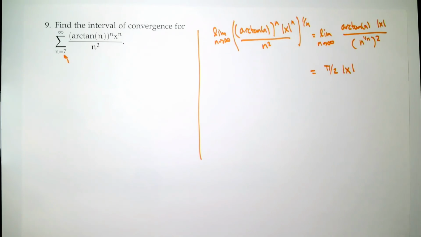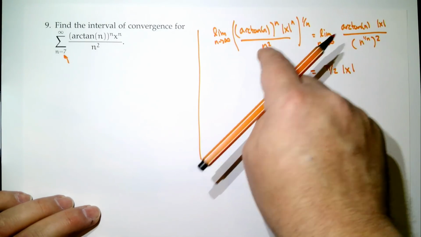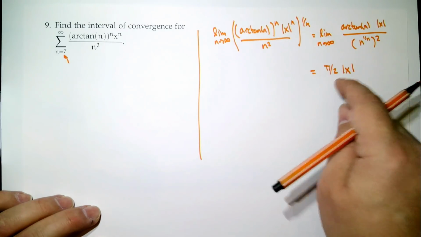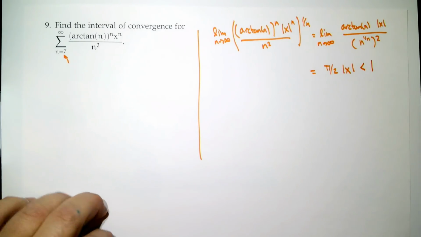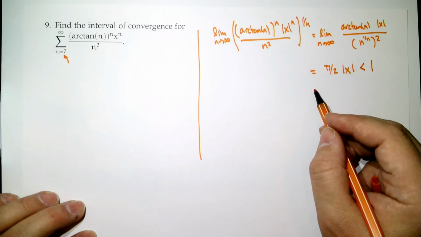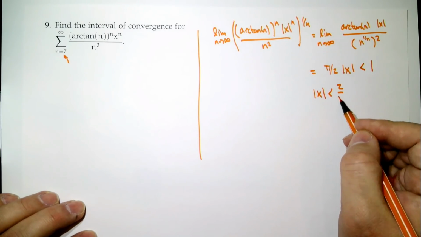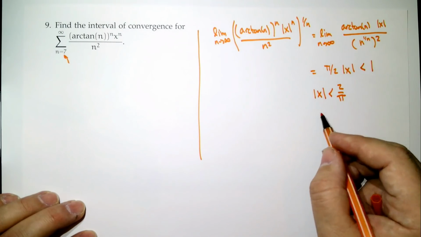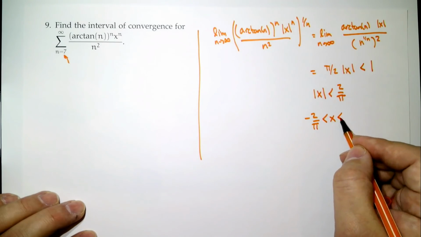Okay, so we took the absolute value of the nth term to the 1 over nth power and saw that this was the limit. And the root test says this will converge when this is less than 1. So I can conclude that it will converge when absolute value of x is less than 2 over pi. Or, put another way, negative 2 over pi less than x less than 2 over pi.